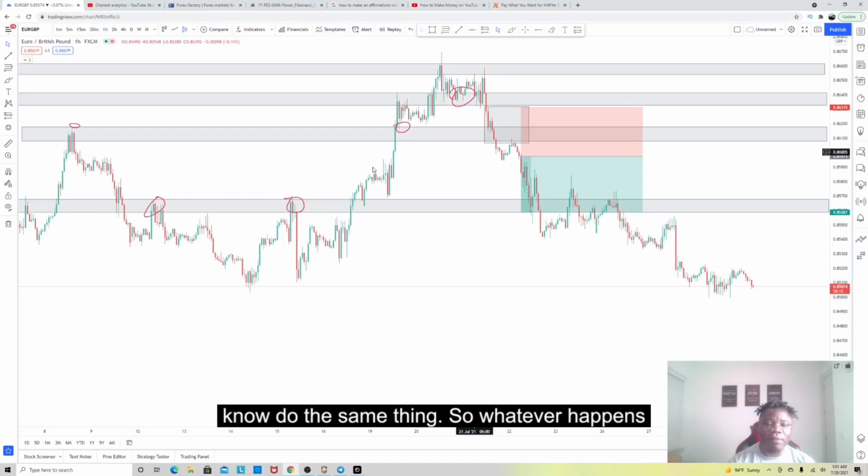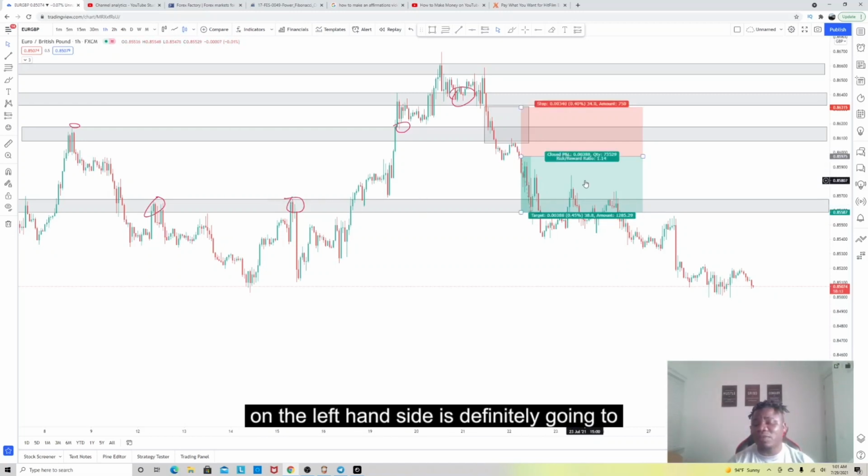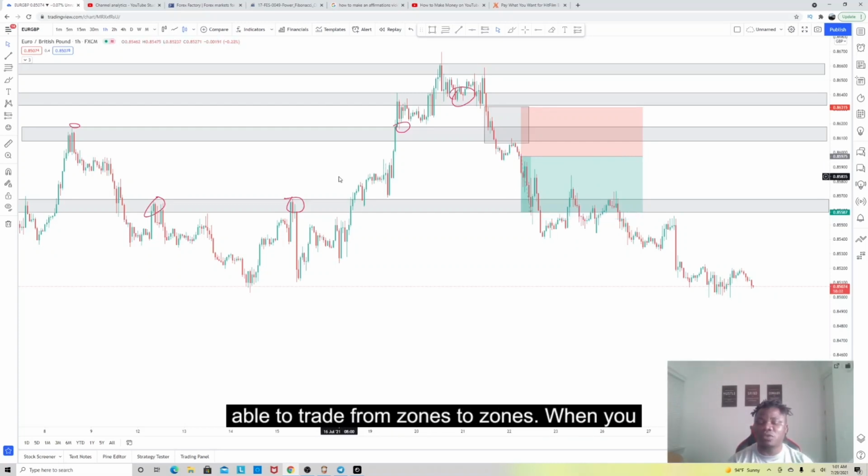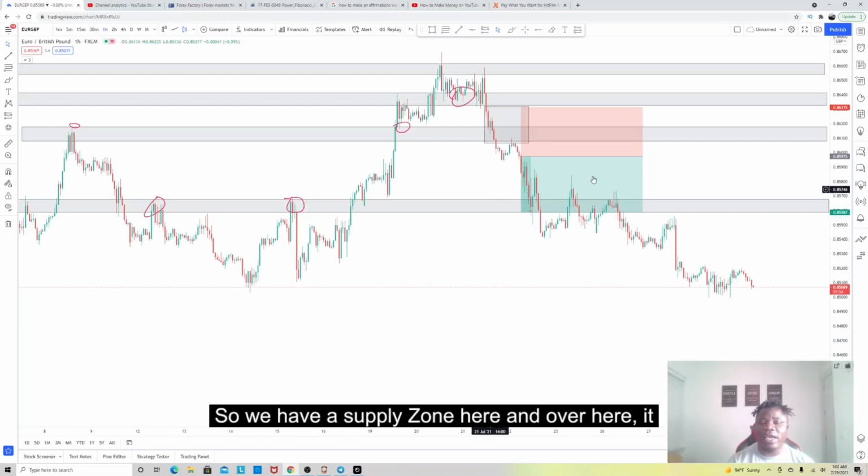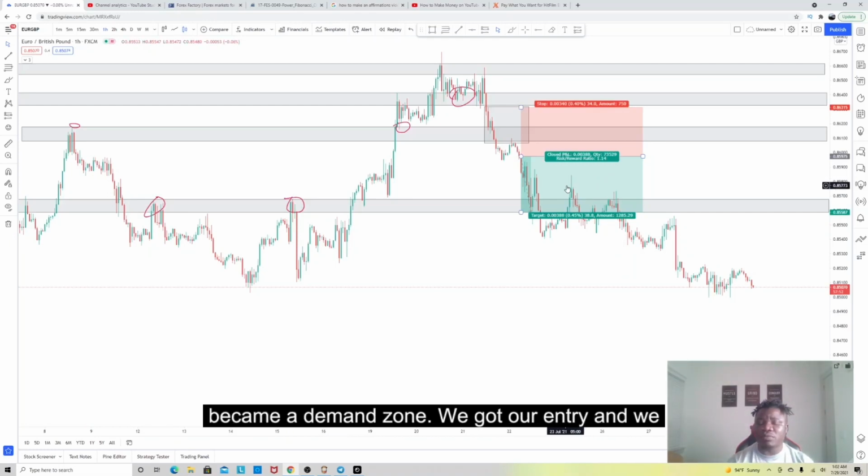So whatever happens on the left hand side is definitely going to happen on the right hand side. That's why I always say when it comes to Forex, we're actually trading from zones to zones, and this is how you'll be able to trade from zones to zones when you have your supply and demand zones on your chart. So we have a supply zone here, and over here it became a demand zone. We got our entry and we have our take profit here, and we got our take profit smashed.